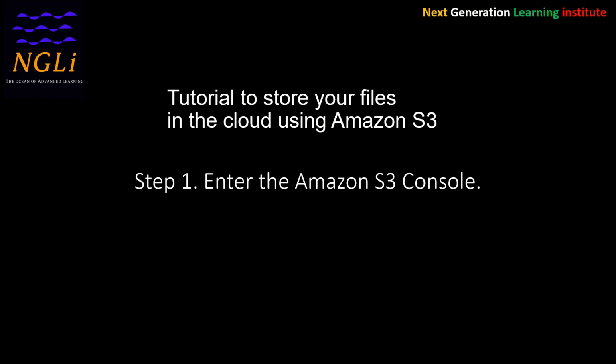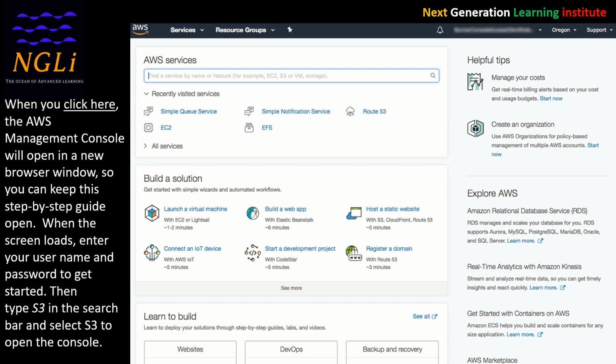Step 1. Enter the Amazon S3 console. When you click here, the AWS Management Console will open in a new browser window, so you can keep this step-by-step guide open. When the screen loads, enter your username and password to get started. Then type S3 in the search bar and select S3 to open the console.